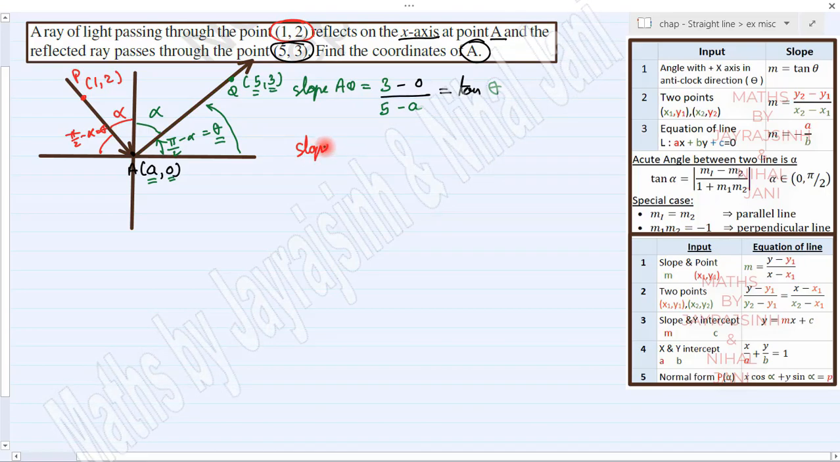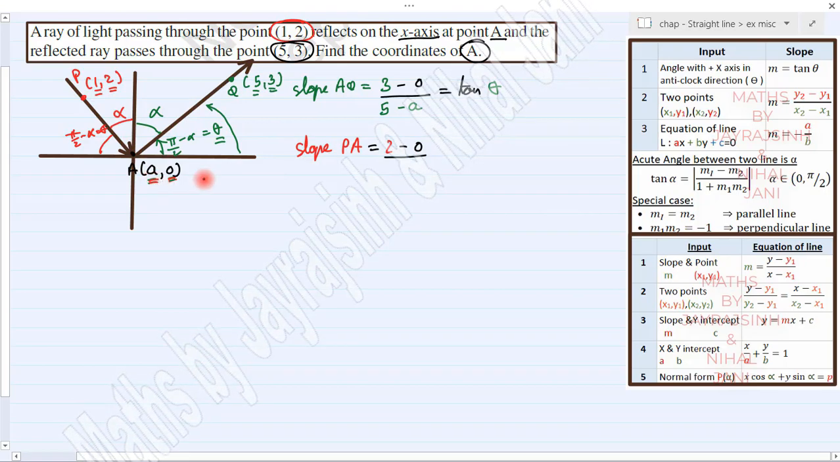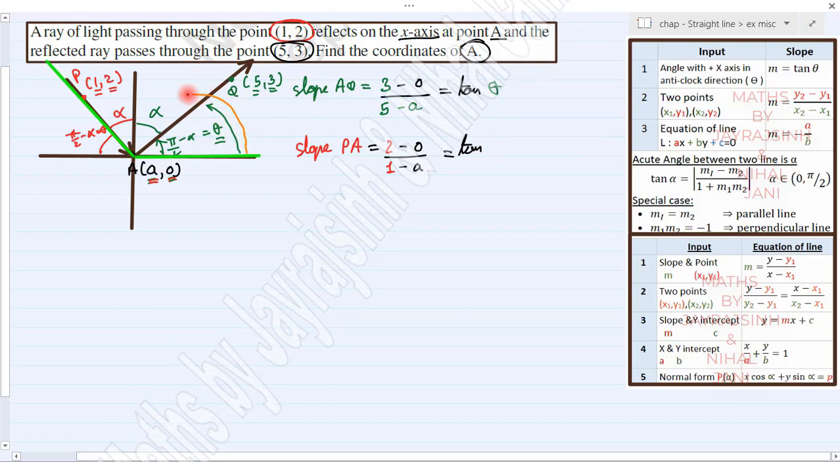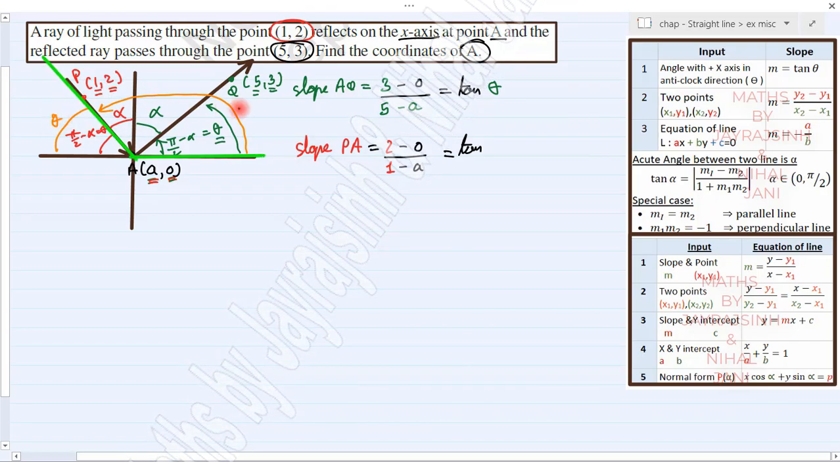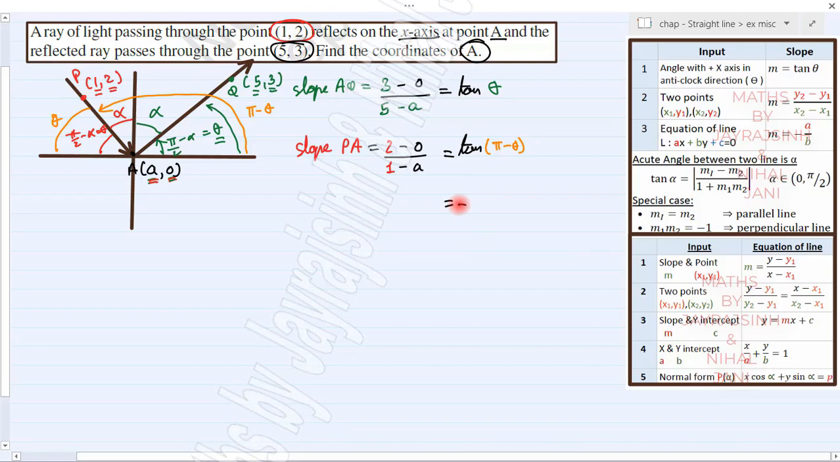Similarly, we can find out the slope of PA by taking the difference of y coordinates, which is 2 minus 0, upon the difference of x coordinates, which will be 1 minus a. And we can also find out tan of the angle with the positive x-axis in the anti-clockwise direction. This is angle theta, so this must be pi minus theta. So let's write down pi minus theta. And we know that tan of pi minus theta is nothing but minus tan theta.